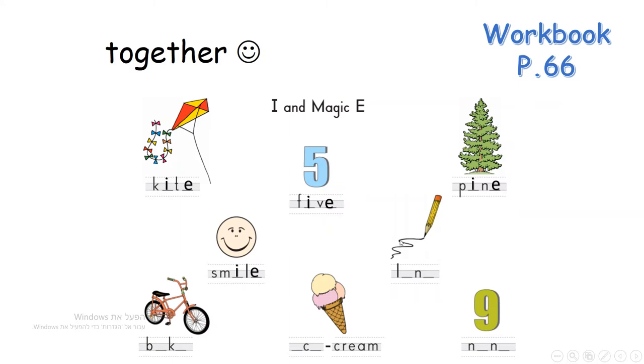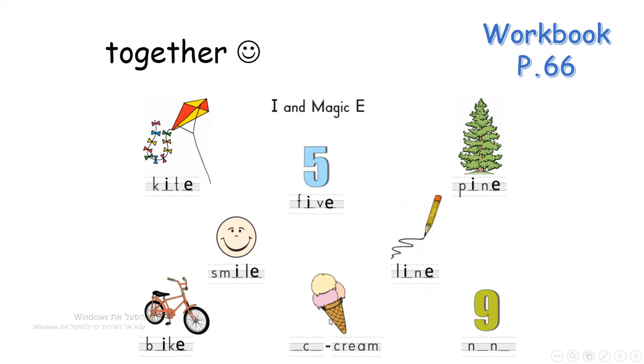Draw a line, great. So we have L, I, N, and without the E we don't pronounce the I as its name. So we have the magic E. Great. What's this? It's a red bike. Great. Red bike. So we have B-I-K-E. Great. So it's bike. We pronounce the first three letters. The E is magic. We don't pronounce it, but it helped the I pronounce its name. Okay?